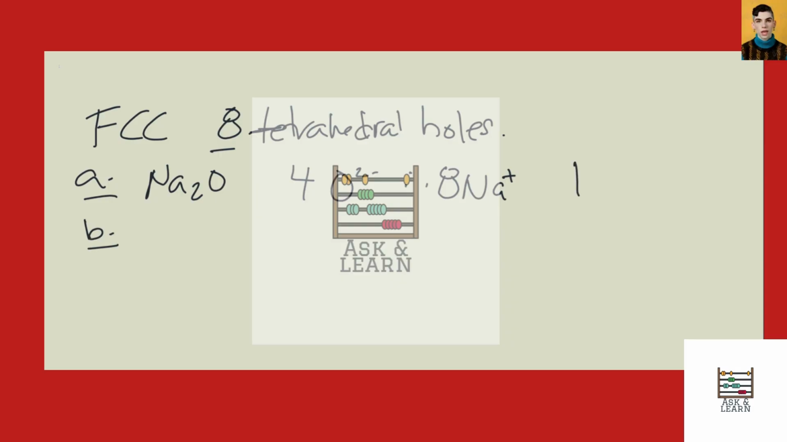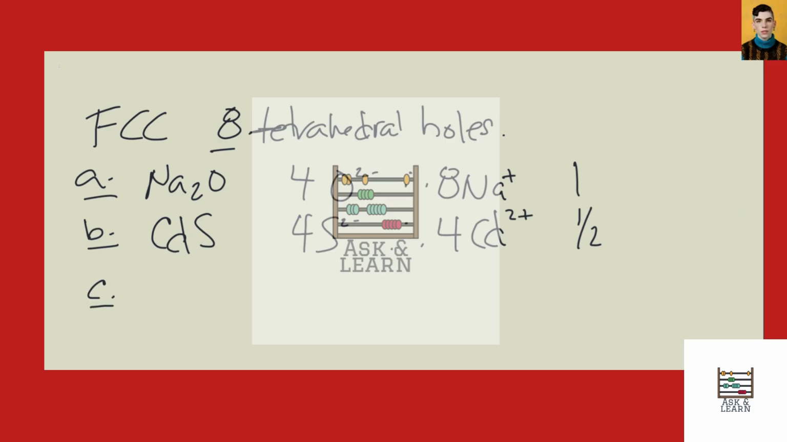For part B, we do the same thing. It's cadmium sulfide, so CdS. We have 4 S2-. Therefore, we have 4 Cd2+, which gives us a fraction of 1/2 because 4 over 8.